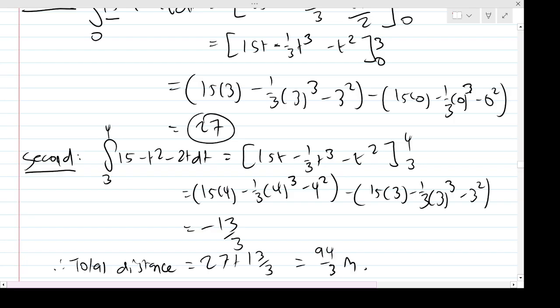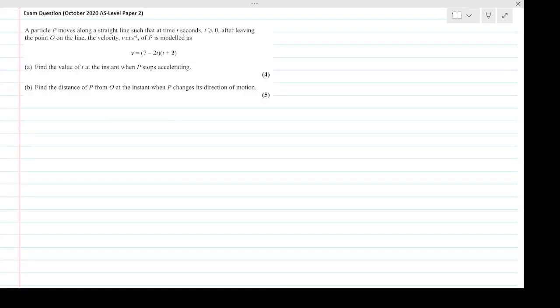Cool. So we're told a particle moves on a straight line such that at time t seconds, the velocity is given by v is (7 minus 2t)(t plus 2). Okay, so in part A, it wants me to find the value of t when P stops accelerating. Okay, so when it stops accelerating, the acceleration is 0, right?